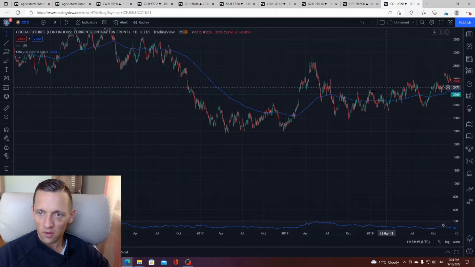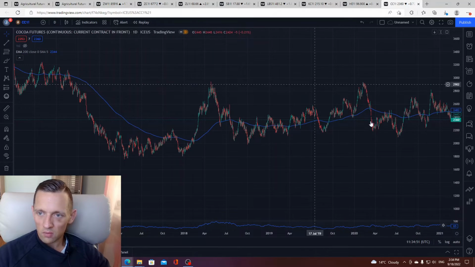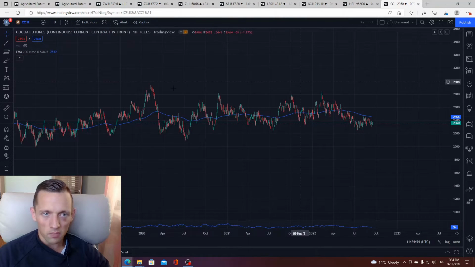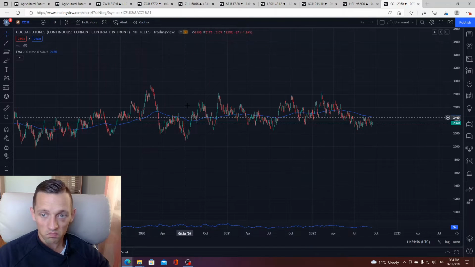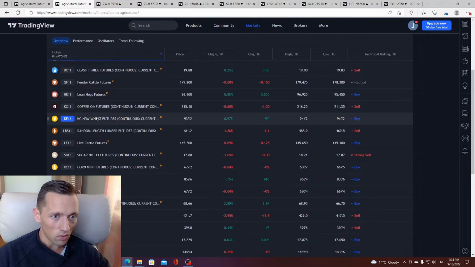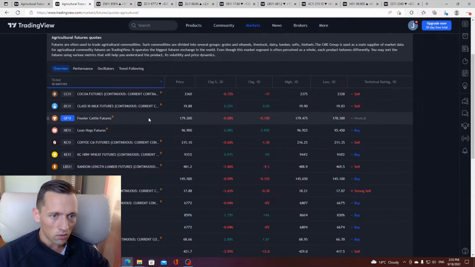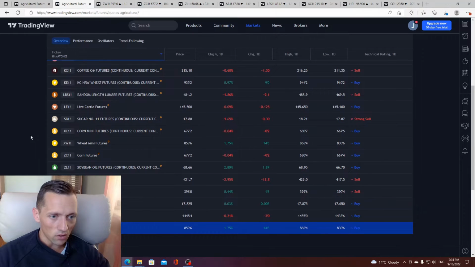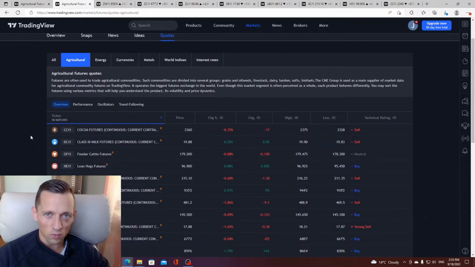Then it fell and reverted to some ranging trends, but still I am not trading this market that much, but still more opportunities than I actually saw. Where is cotton? We have cotton here. Ah no, that's unfortunate. But still, cotton is also a very interesting market which produces very spectacular long-term trends.